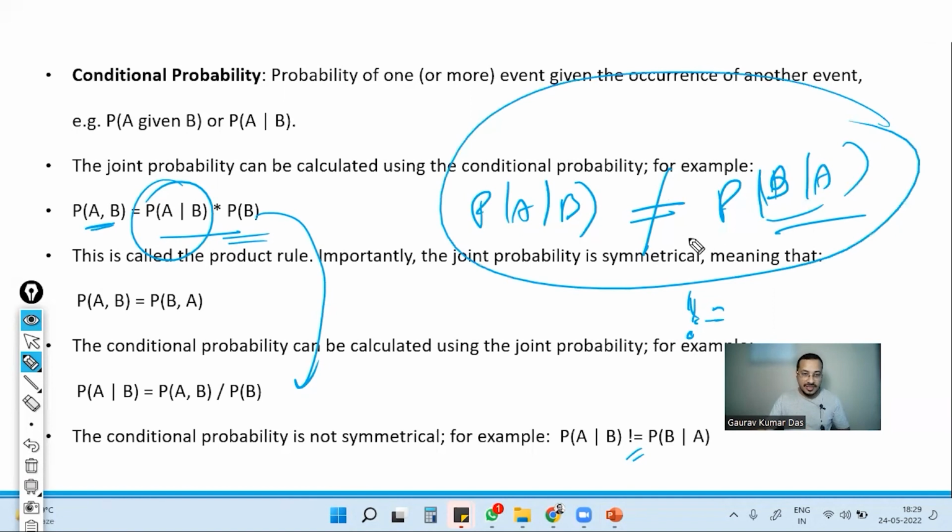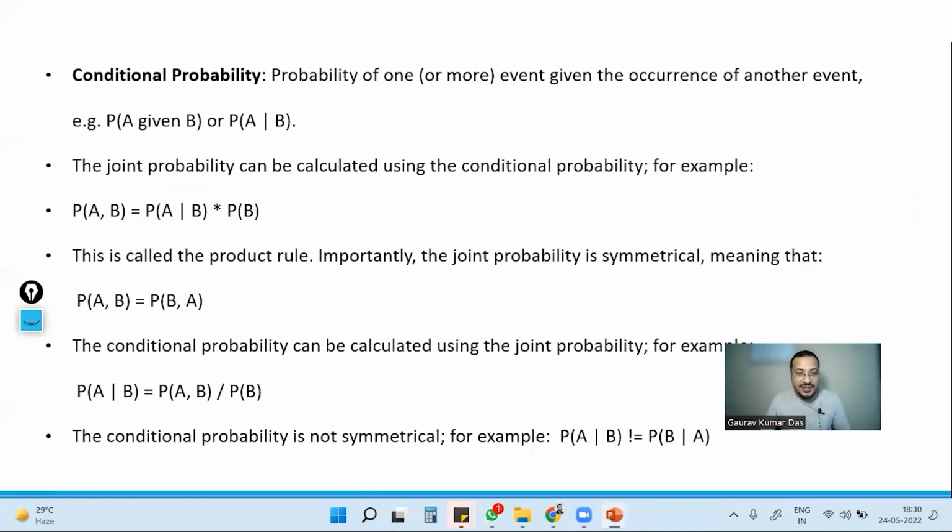So do not confuse yourself. Okay, because the dependency effect will be different. What is equal is this, the probability of both these events happening. Either I call it probability of AB or probability of BA. That is the same. But the conditional probabilities, right, such that B has happened, such that A has happened, those two will be different.